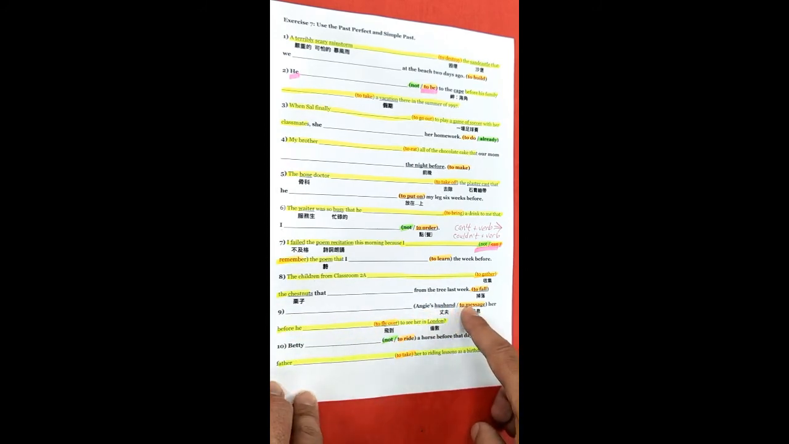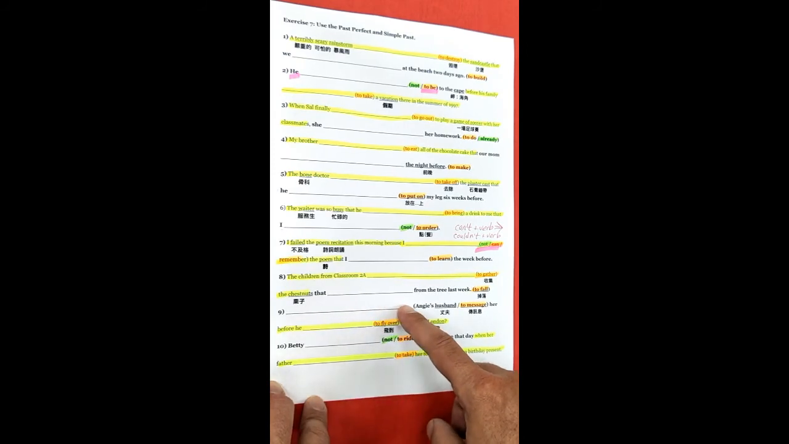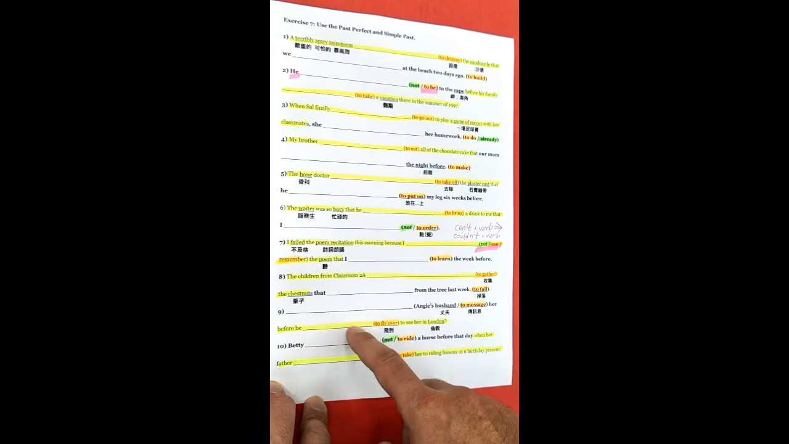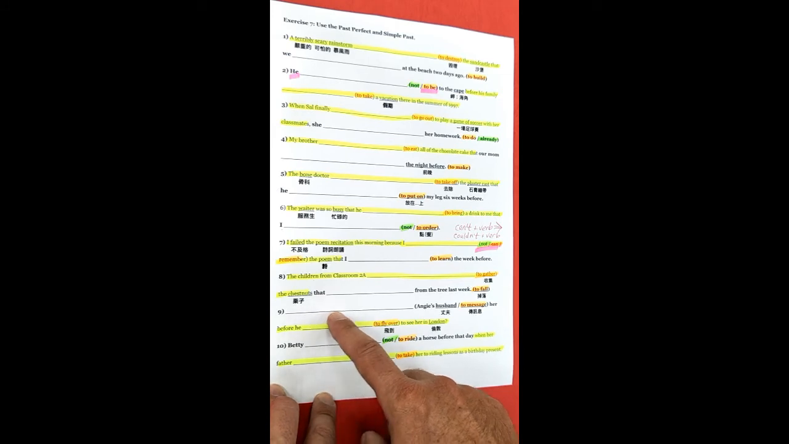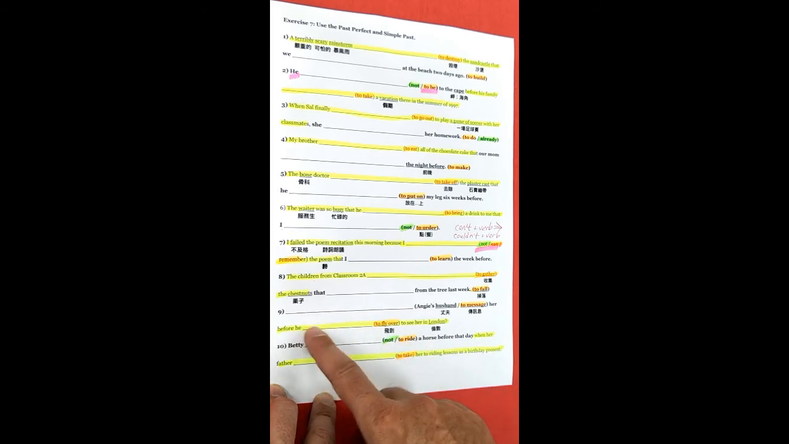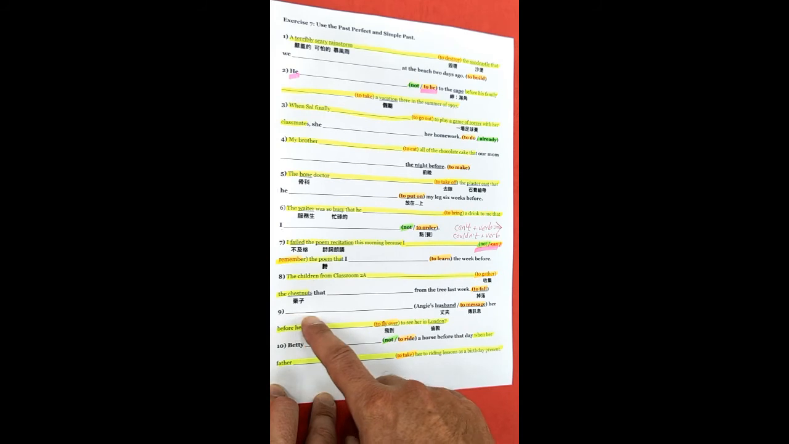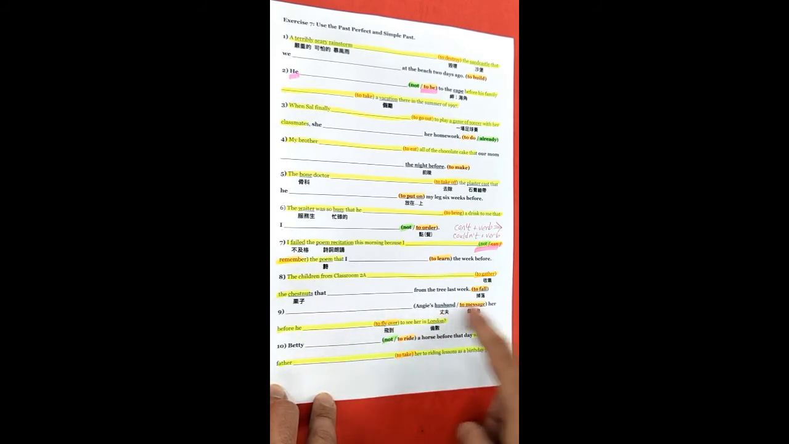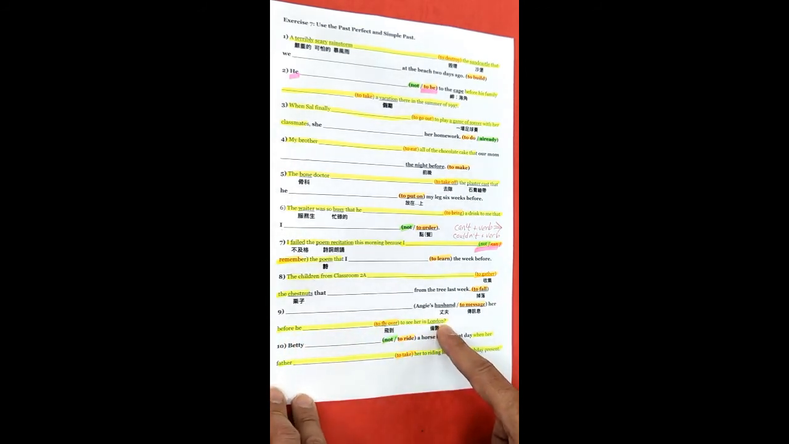9, to message. Message, messaged, messaged. To fly over. Fly over, flew over, flown over. Had Angie's husband messaged her before he flew over to see her in London?